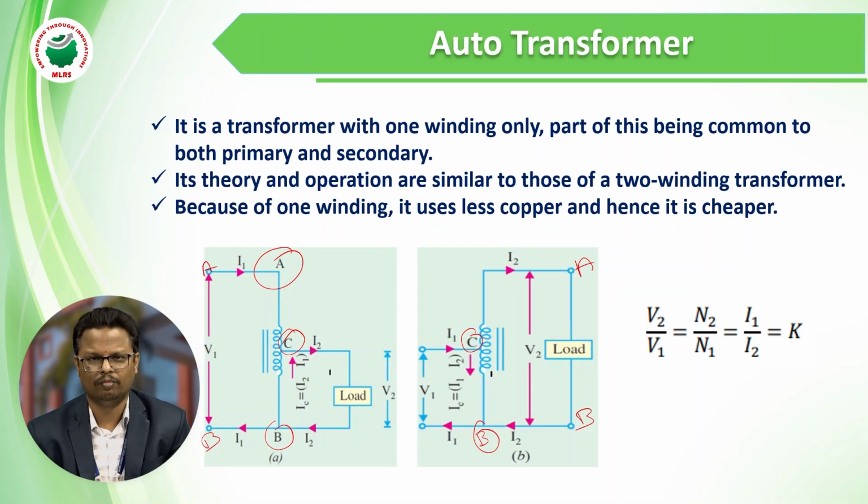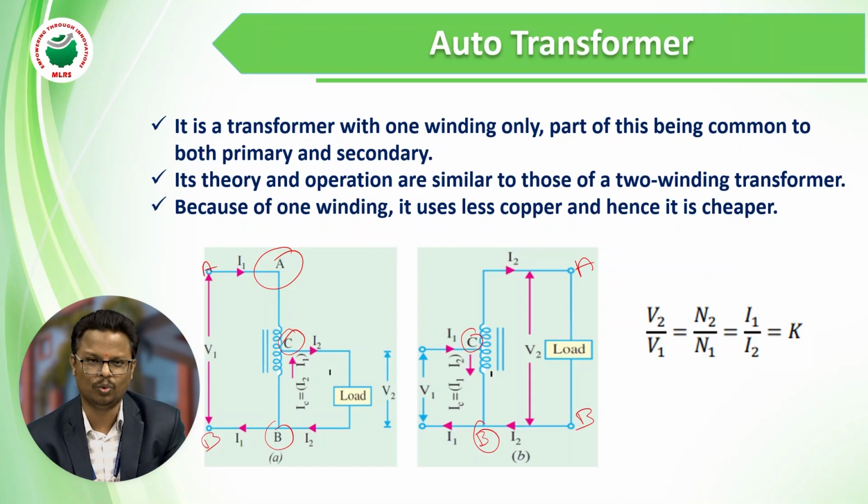Okay, and we know the definition of the transformer. A transformer is a static device which transfers electrical energy from one circuit to another circuit without change of frequency, according to Faraday's law of electromagnetic mutual induction. Here, because of one winding, it uses less copper, hence it is cheaper.